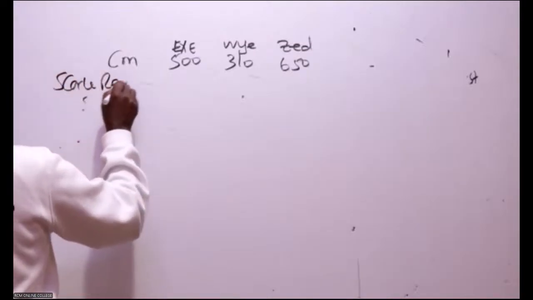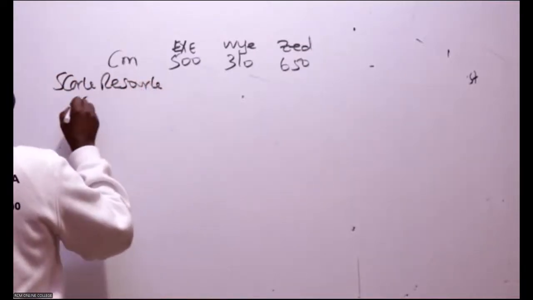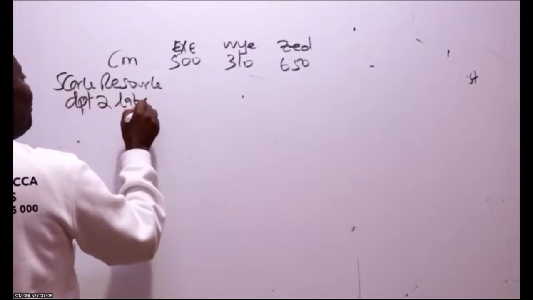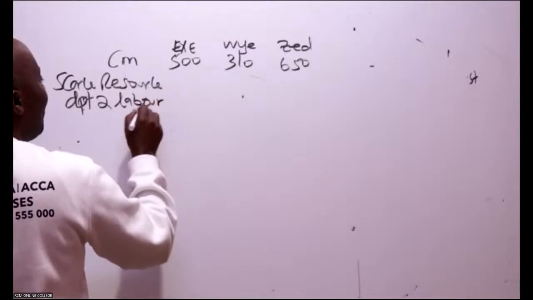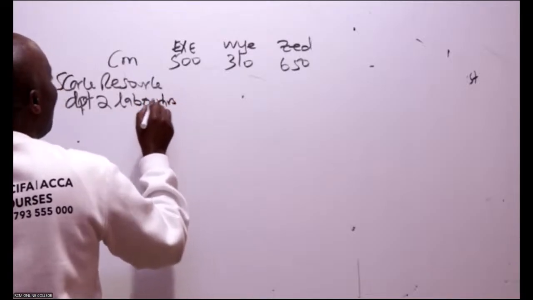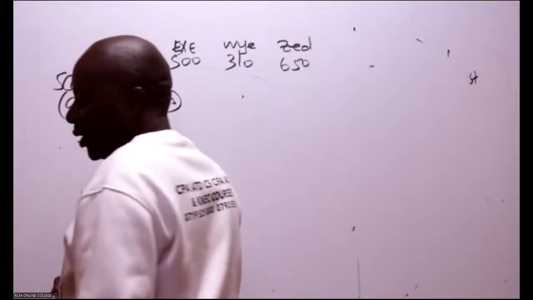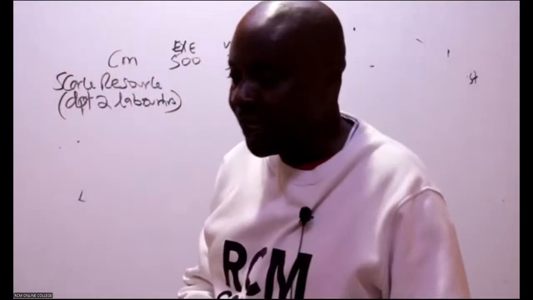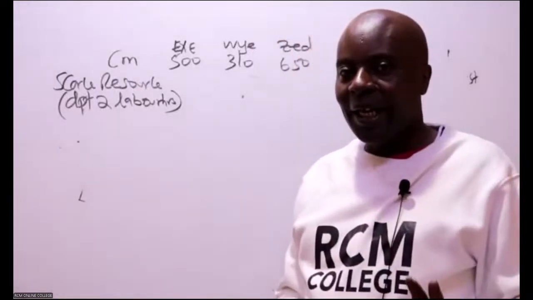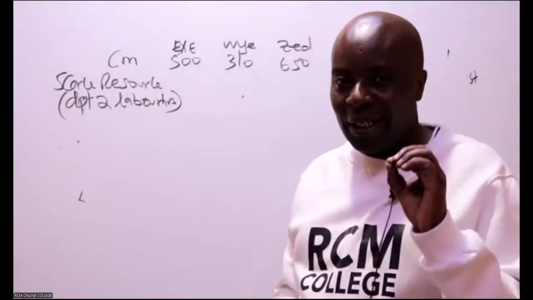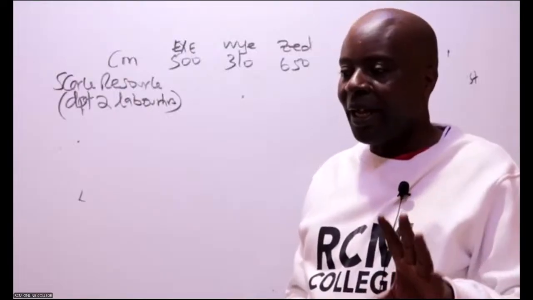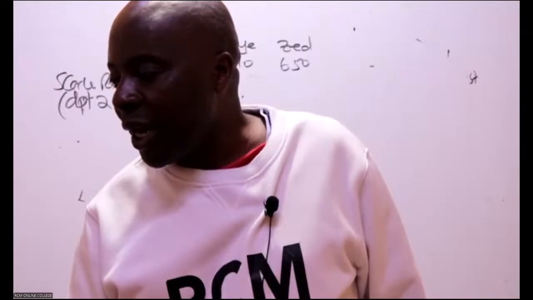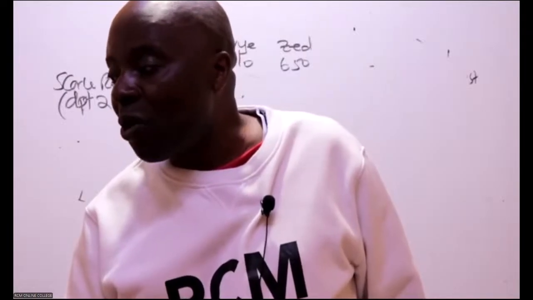So scarce resource, remember they told us, ladies and gentlemen, that the scarce resources are Department 2 labor hours. Do you remember they told us it's not Department 1 or Department 3? It is Department 2 that is constraining. So then you identify the scarce resources wherever they are given for each product.